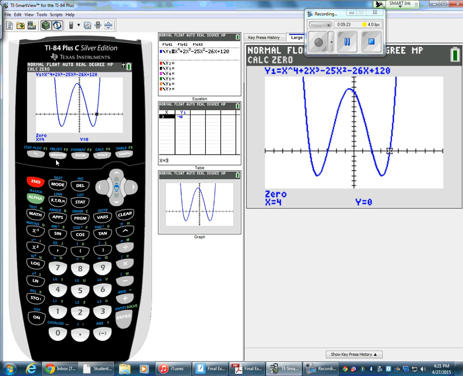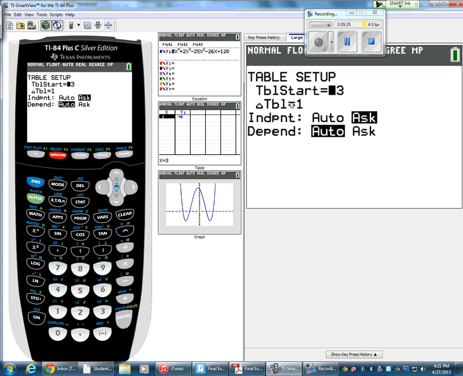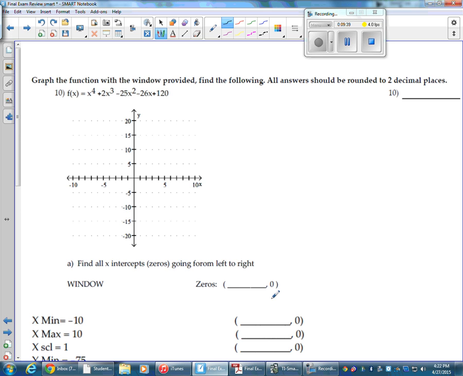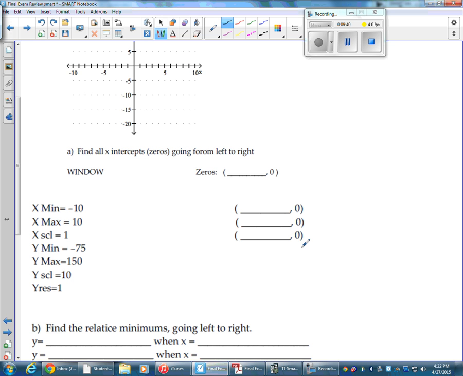Another way you could do it, my table is on ask right now, but if I were to change it to auto, what I could do is look through my table and see if I can see any zeros. And you can see these 4 zeros: negative 5, negative 3, negative 2, and 4. So over here in these first blanks, it would be negative 5, 0, negative 3, 0, positive 2, 0, and 4, 0.